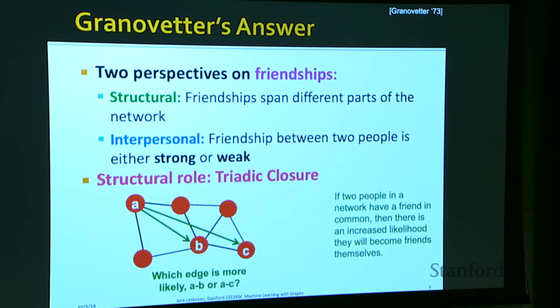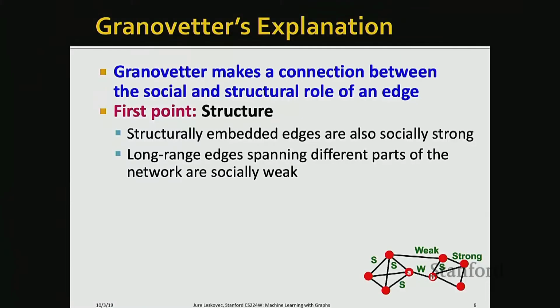So Granovetter's theory is named the strength of weak ties, the value of these weak ties that you get. And he was saying the following. The first point he makes is structural. He says structurally well-embedded edges are also socially strong, and the long-range edges that span different parts of the network are socially weak, okay? And then he makes the information argument.